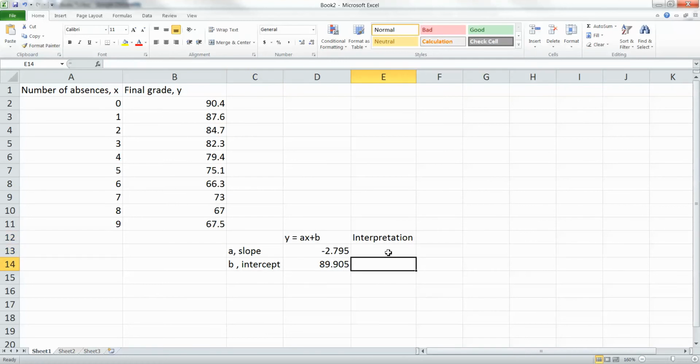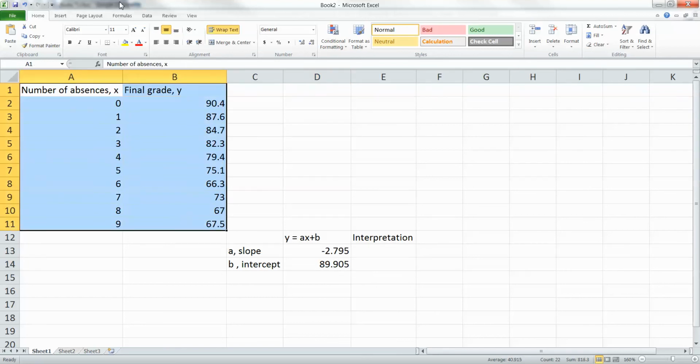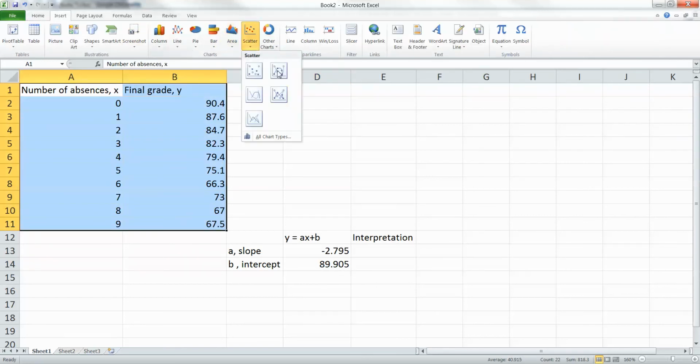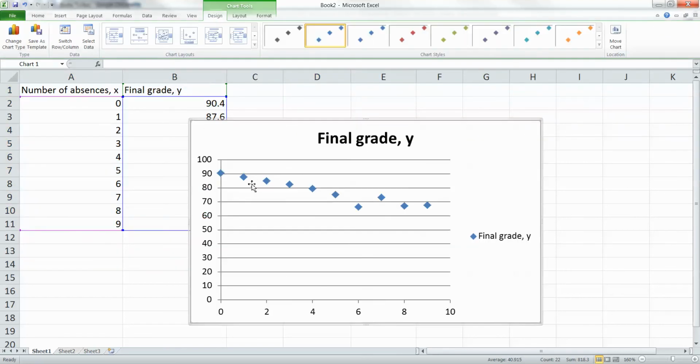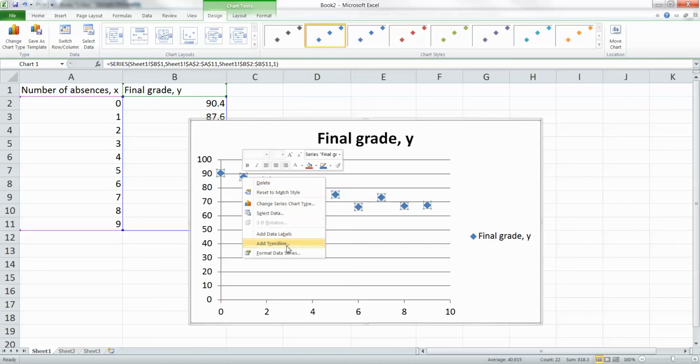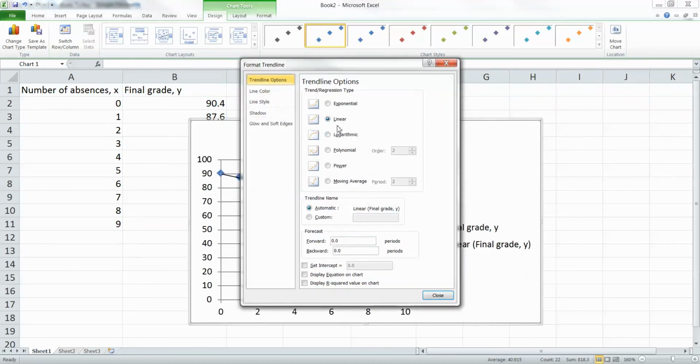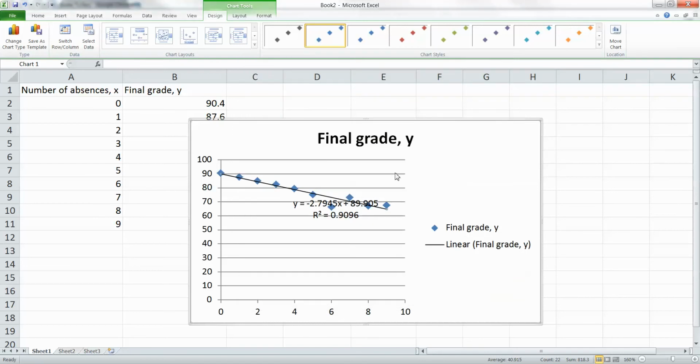Okay, so now how do you interpret this? Let me start with the intercept because it's easier. Remember, the intercept is what happens when x is 0, roughly. Now, it's not what really happened. What really happened was 90.4, but what you're looking at is a model. Here, let me make you a scatter plot real quick. Okay, if I add the linear trend line, I'll display the equation just for the heck of it. That's another way to find it, see, there it is.